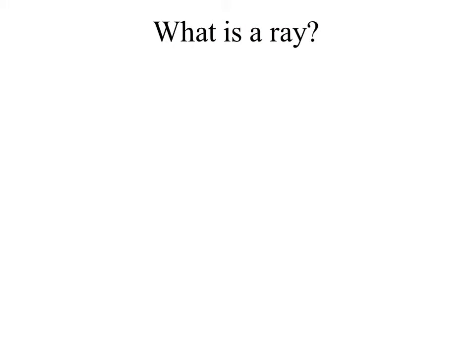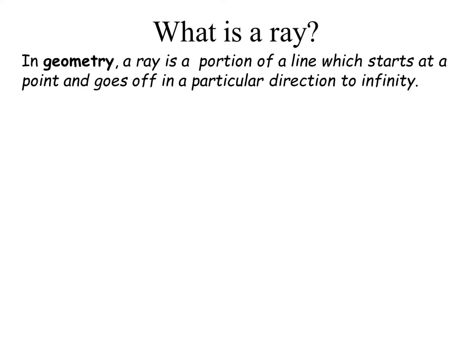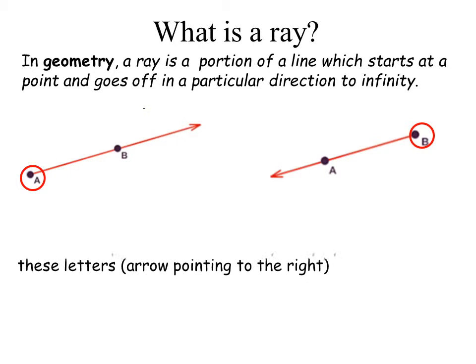All right, so what is a ray? In geometry, a ray is a portion of a line which starts at a point and goes off in a particular direction to infinity. So here's an example of 2 different rays. You see that they have definite starting points. So this has an end point here of A, and the one on the right has an end point of B. And they have an arrow on only one side of the ray.